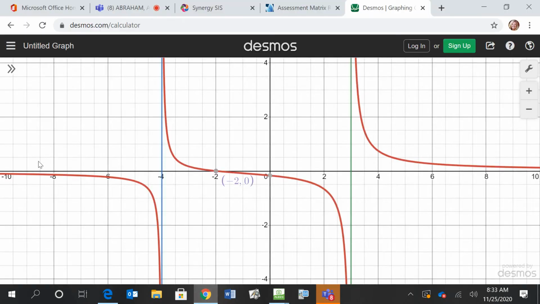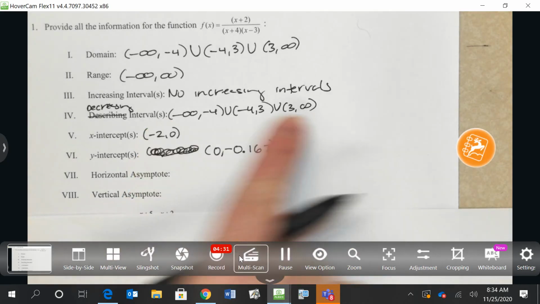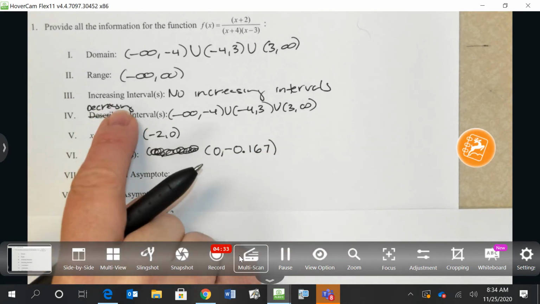Let's go back and just check. So this section, in terms of x values, we can see it's decreasing. It comes from the far left, and it continues to go until it approaches -4. This middle section, after we skip over -4, it goes from -4 to +3. And then after 3, it goes all the way to +infinity. And that's what this interval notation represents. So I've done domain, range, increasing, decreasing in terms of x values.